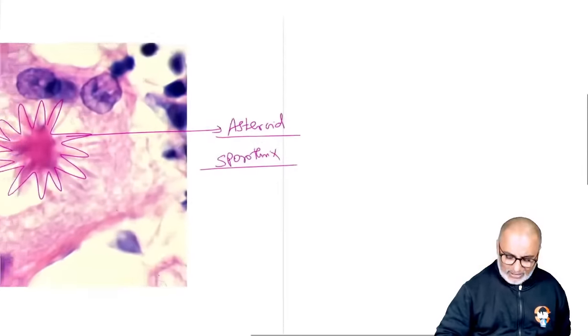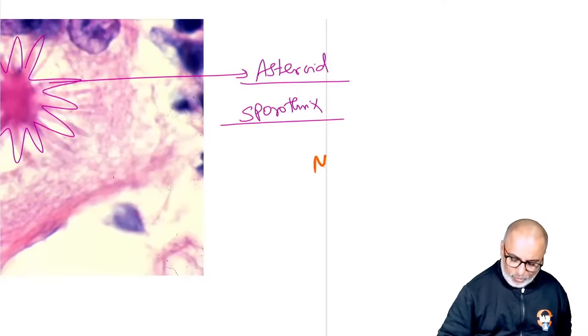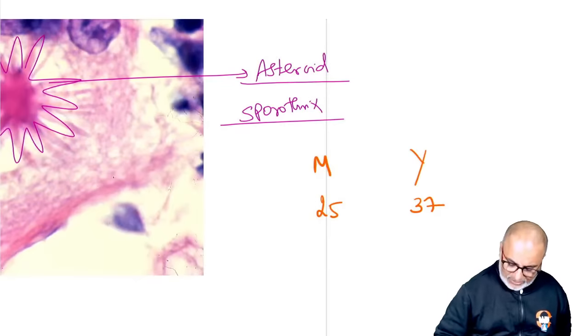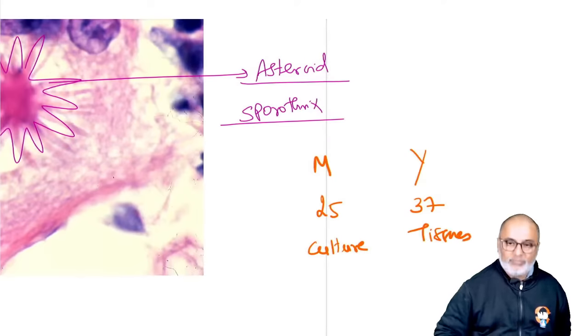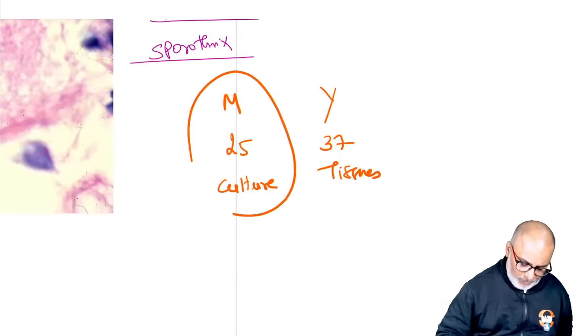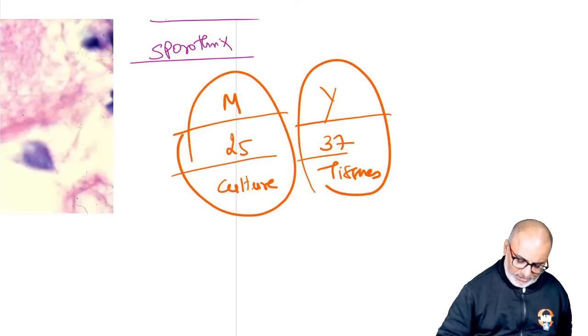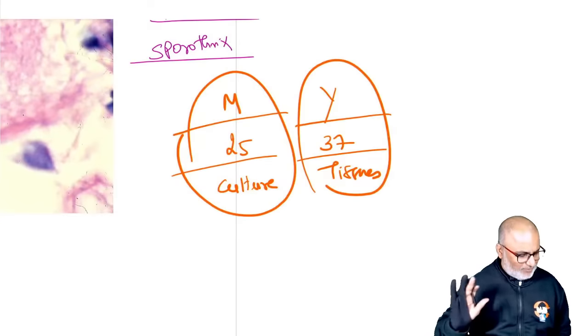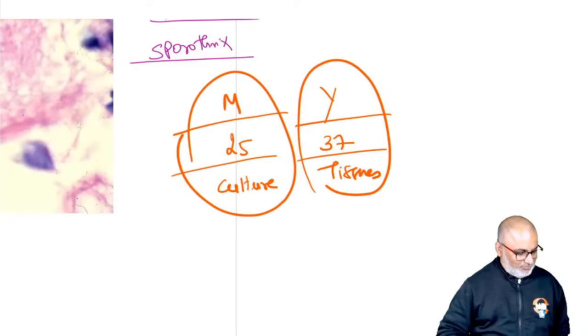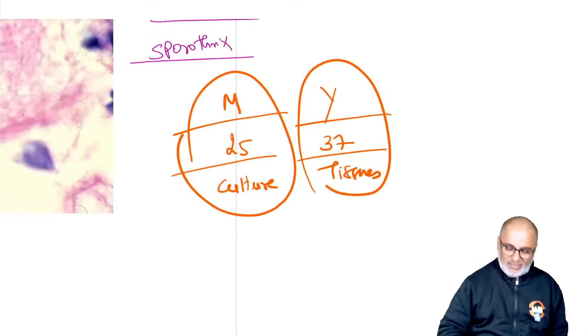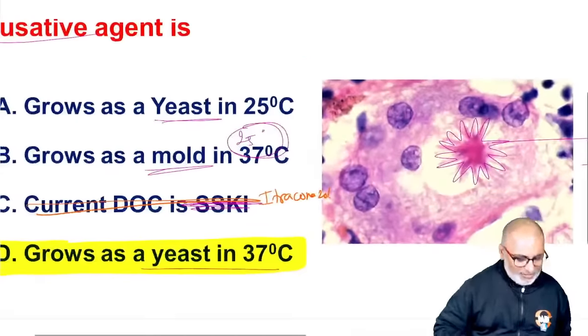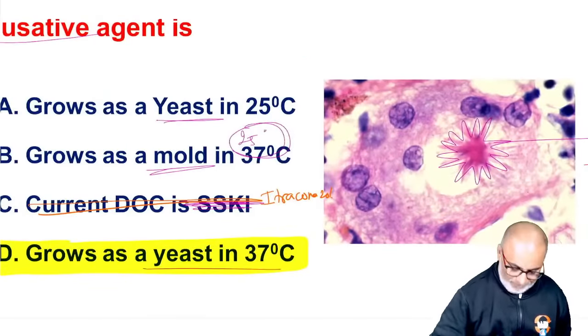I used to tell in my regular class, you write everything in alphabetical order. Mold, yeast. 25, 37, ascending order. And this is environment or culture. You can make it culture. Yeast is seen in tissues. That's all. So mold form at 25, yeast form at 37 in tissues. Make things very simple. You can remember like that also. Yeast, heat, cold. That is a routine way of teaching. Don't worry.